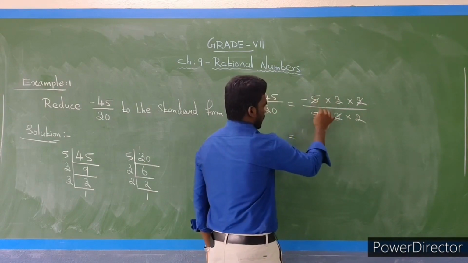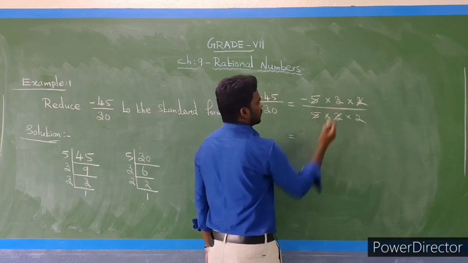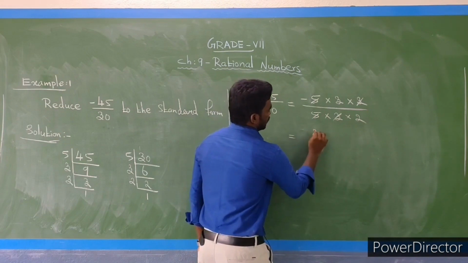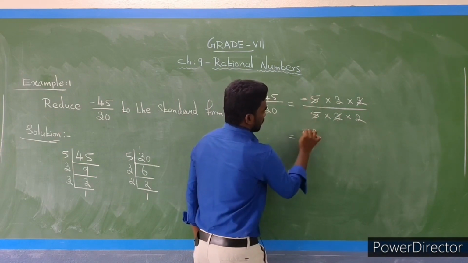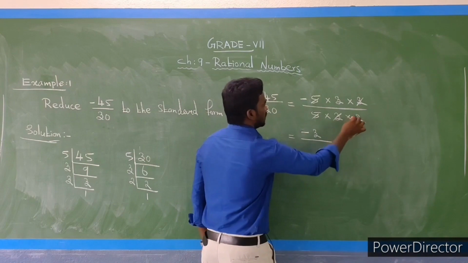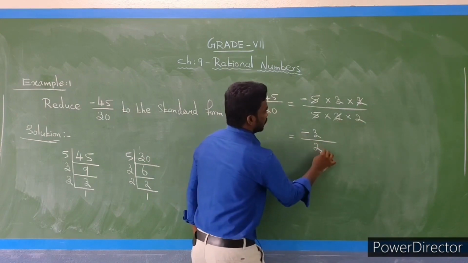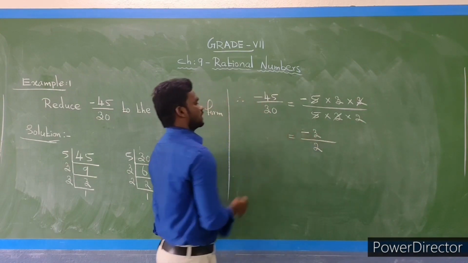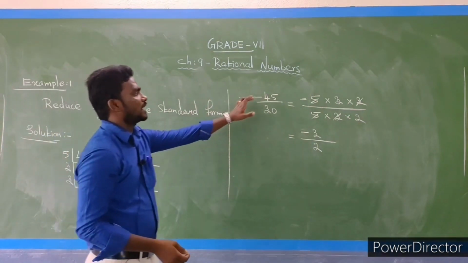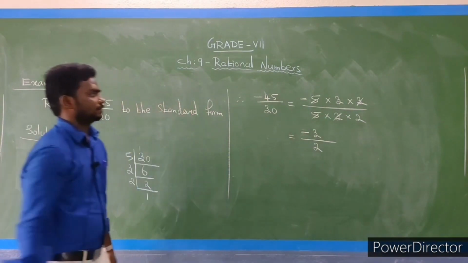Next, this 5 and 5 also cancel. What is the remaining value for the numerator? 3. So the minus symbol is here: minus 3 divided by the remaining value for the denominator, 2. So minus 3 by 2 is the standard form of minus 45 by 30.